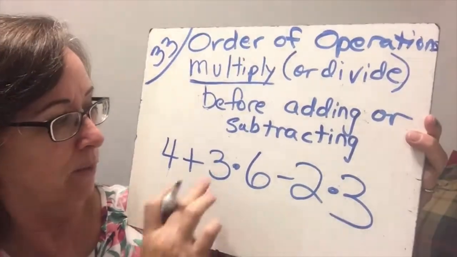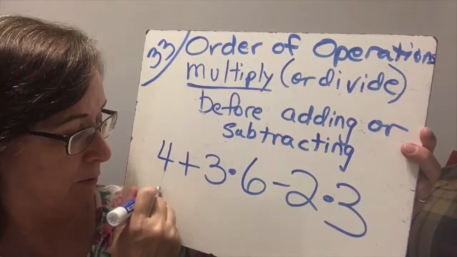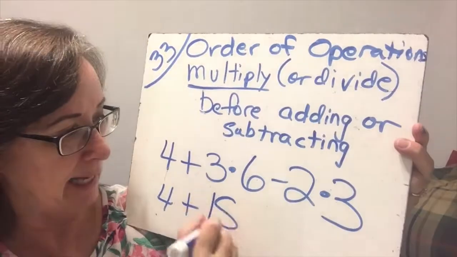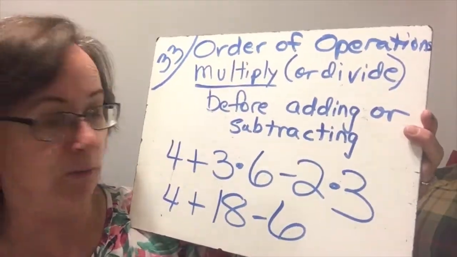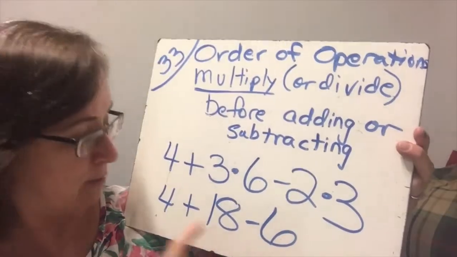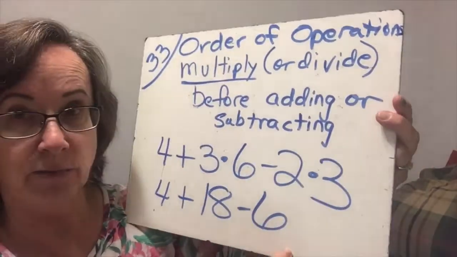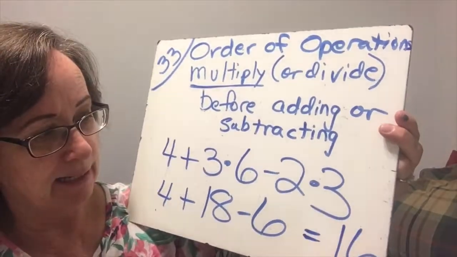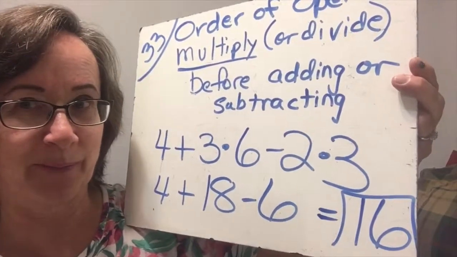Okay, so multiplication is higher, multiplication is higher. So we're going to just copy this down. 3 times 6 is 18 minus 2 times 3 is 6. So that's the order. Now we're going to go left to right. 4 plus 18 is 22. 22 take away 6 is 16. So hopefully you got a 16 for that practice problem.